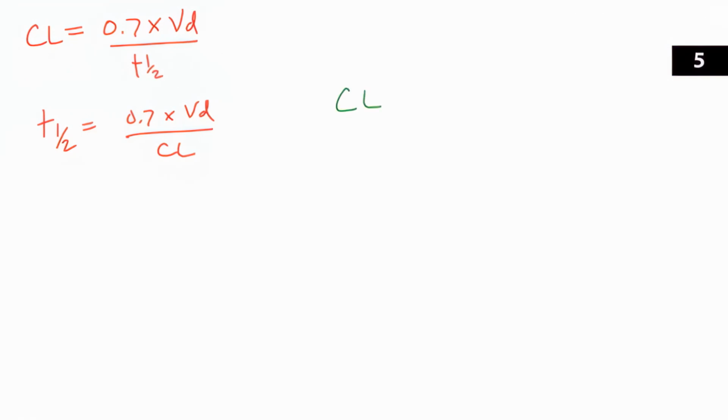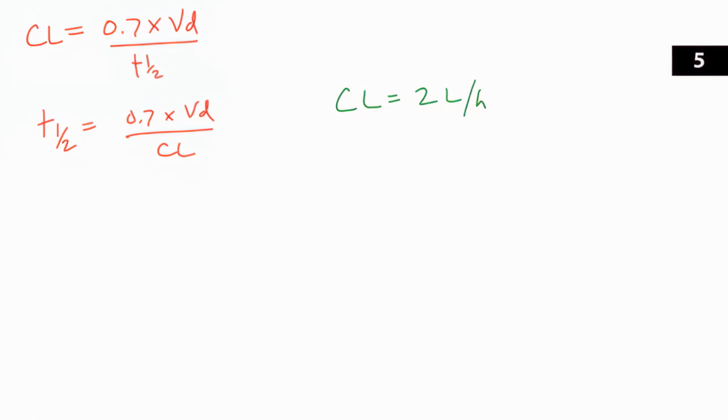Well, the clearance was given. It said the clearance of drug X is 2 liters per hour. And the volume of distribution is kind of given. It says volume of distribution is 0.5 liters per kilogram, but liters per kilogram is not a unit for volume. Don't ignore the units in these problems. Volume is just liters, not liters per kilogram.